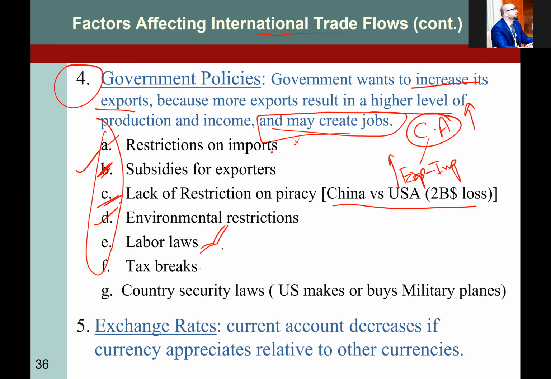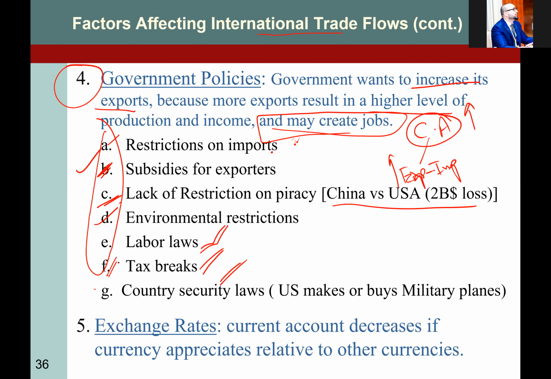Labor laws, tax breaks, government securities. Labor laws: if you have minimum wages, then of course your production cost is going to rise. Your production cost rises, the price of your product rises, and then it is costlier for your product in the eyes of foreigners. So they don't want to import from you. Tax breaks: if you give tax breaks, your exports rise.